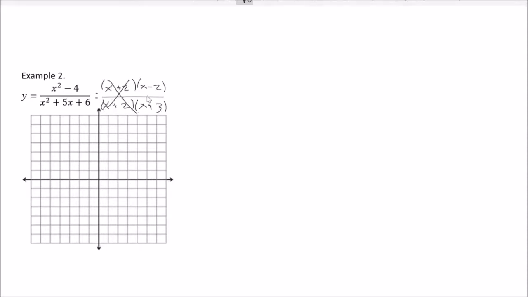All right, so this one's no more difficult either. It's just more of the same thing. Okay, so let's now find all those pieces of information we need. So how about the y-intercept? That's at negative 2/3. How about the zeros? That's at 2.